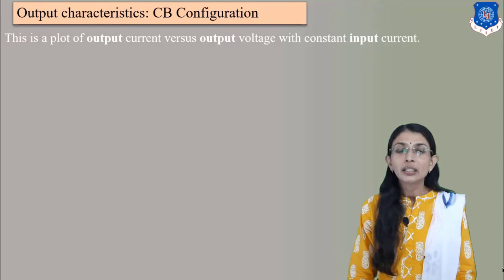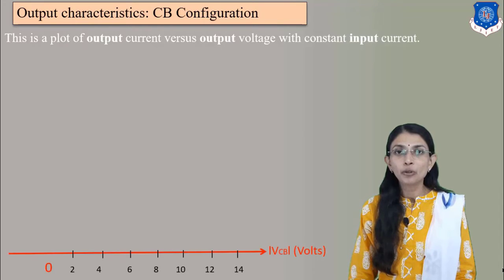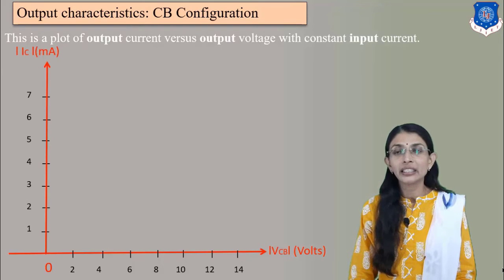So according to this, we will draw the graph of output current versus output voltage with the condition of constant input current. We will take different values of constant input current and plot the graph on the x-axis and y-axis. So look at this. This is the x-axis, that is the voltage, the output voltage between collector and base. Base is common. So VCB is the x-axis and the y-axis is the output current, denoted by IC. It is measured in milliampere.